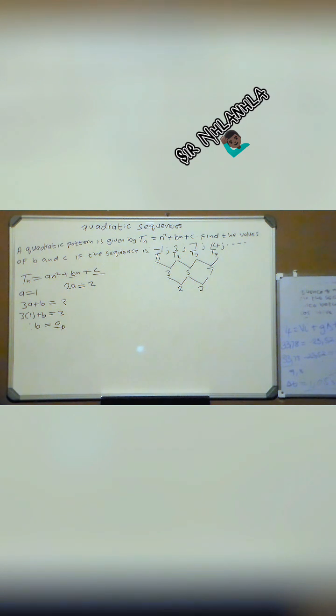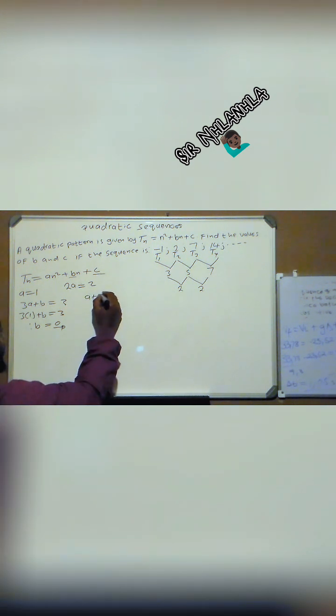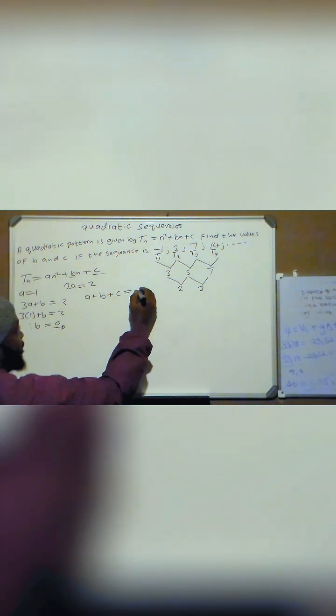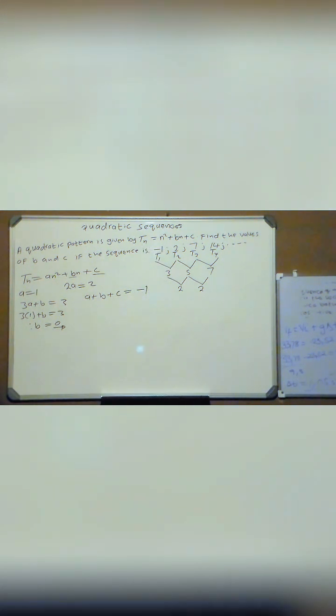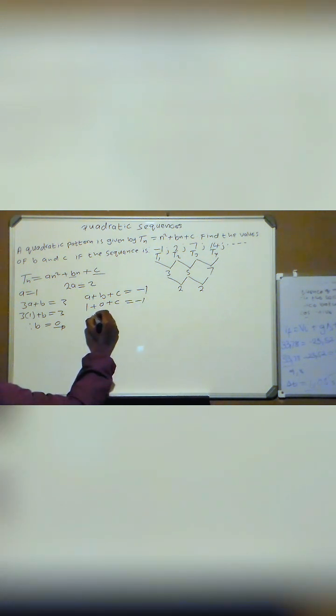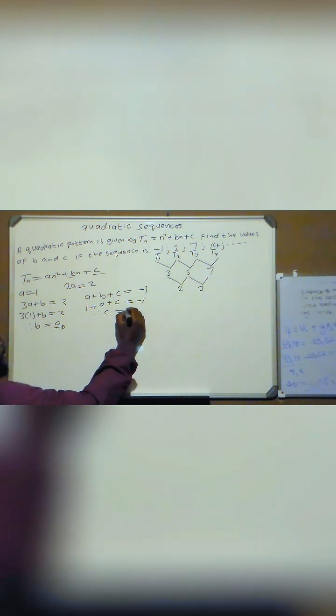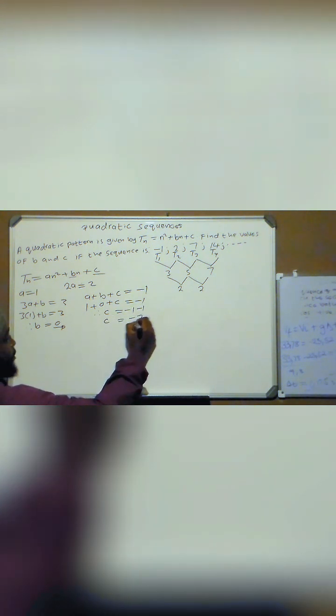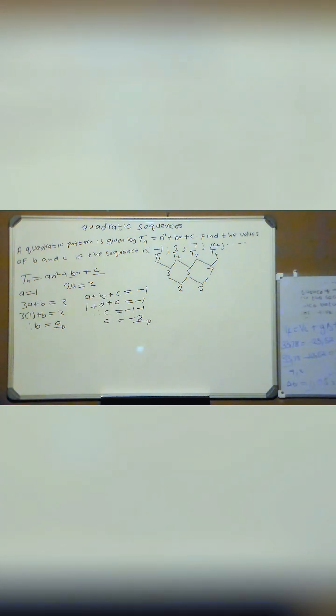So we have already calculated our b value. So we have to now calculate the c value. Again, we know that we have a plus b plus c. This should be equal to the first term of the sequence, and the first term of the sequence is -1. The a value is 1, b is 0, plus c equals -1. Therefore c should be equal to -1 minus 1. So c is equal to -2. Done. You have already answered the question.